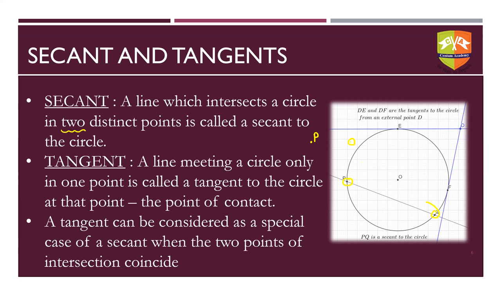Infinite. Very good. What if the point is on the circle? How many secants can be drawn? Infinite again. And what if the point is within the circle? How many secants can be drawn? So in all the cases, there are an infinite amount of secants you can draw onto a circle.